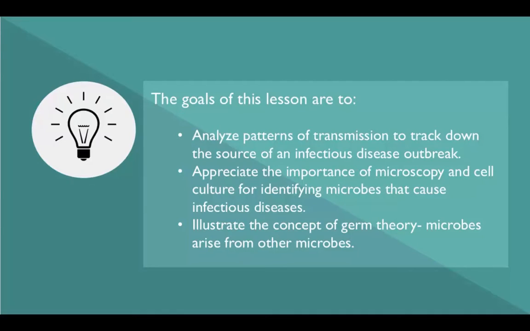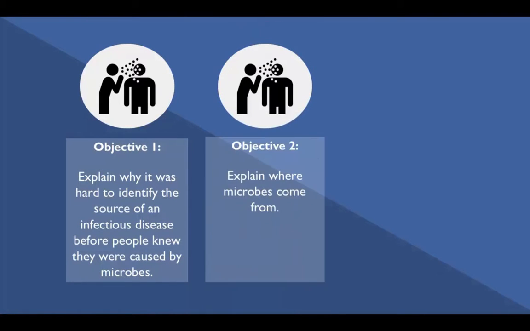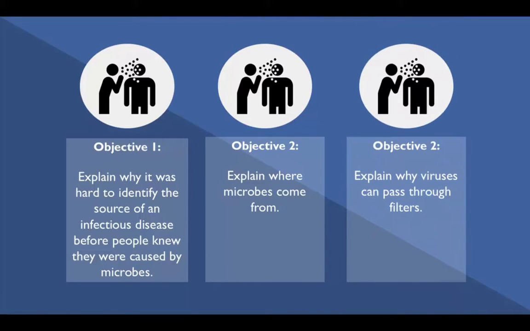At the end of the lesson, the students should be able to explain why it was hard to identify the source of an infectious disease before people knew they were caused by microbes, explain where microbes come from, and explain why viruses can pass through filters.